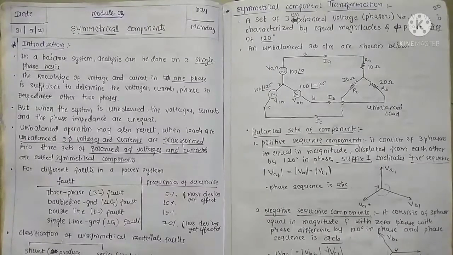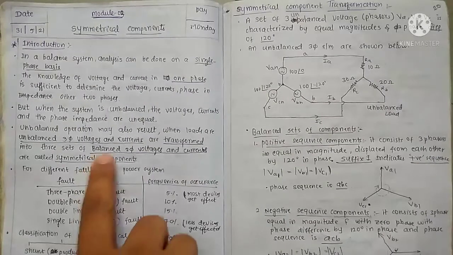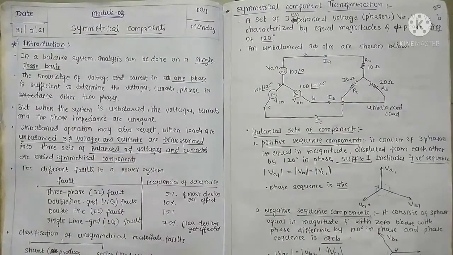In an unsymmetrical fault there will be unequal current flow, that is, IR is different, and IY and IB are very different currents. Okay, these unsymmetrical faults are very difficult to find, that is, the analysis becomes difficult. Therefore we divide these into three balanced sets of phasors. It may be current or voltage phasors. These three balanced sets of phasors are called symmetrical components. Indirectly, symmetrical component analysis helps to find the unsymmetrical faults in the power system.